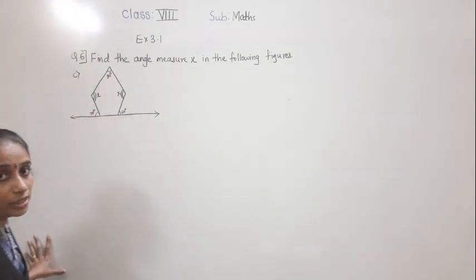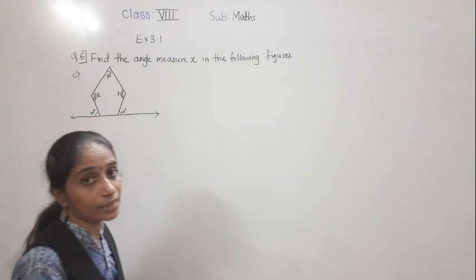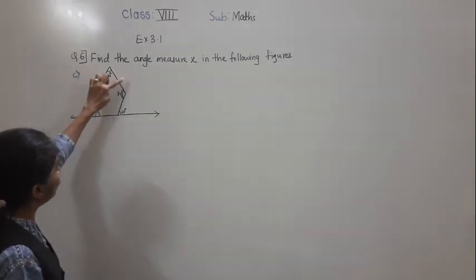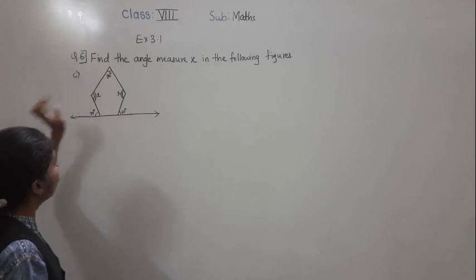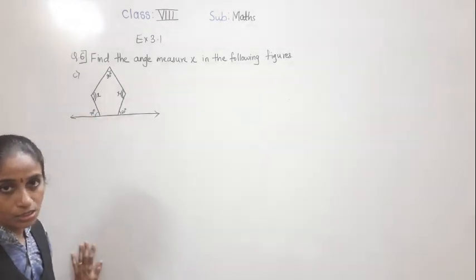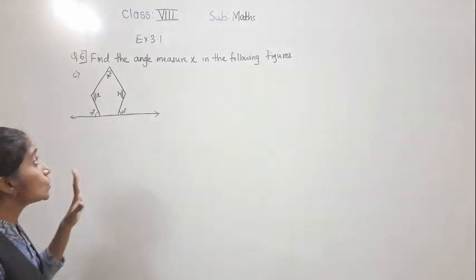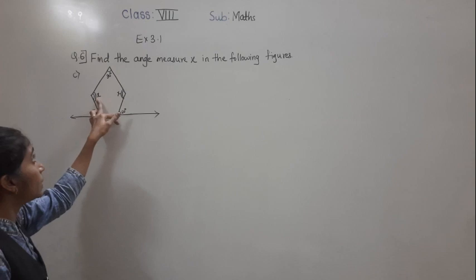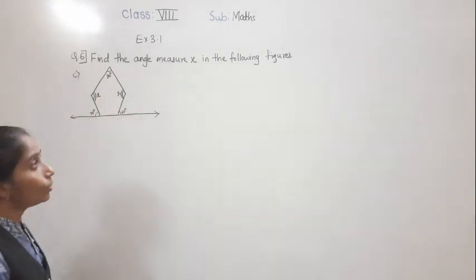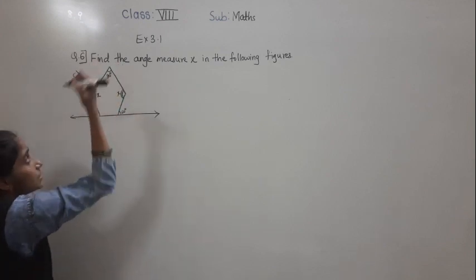Let's solve question number 6. Now if you observe, this figure is a pentagon. See how many sides it has? 5. 1, 2, 3, 4, 5. This figure is a pentagon. So what do we have to find? We have to find the measure of angle x in the given figure. Okay. So now only the interior angles are given.